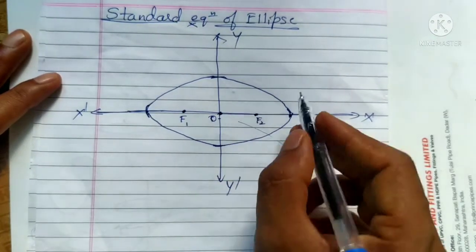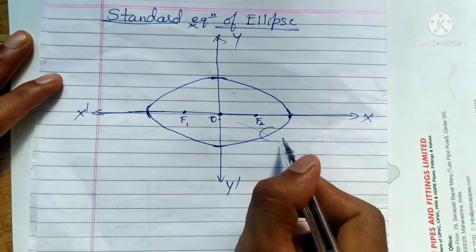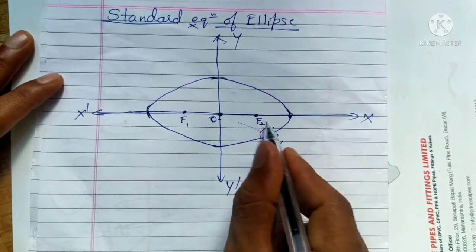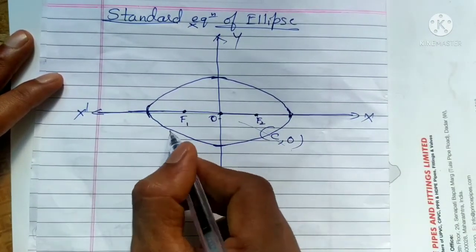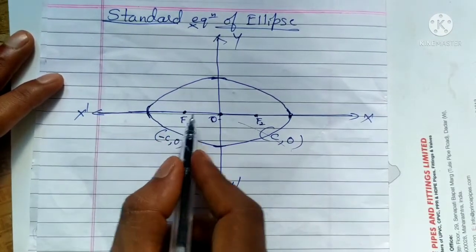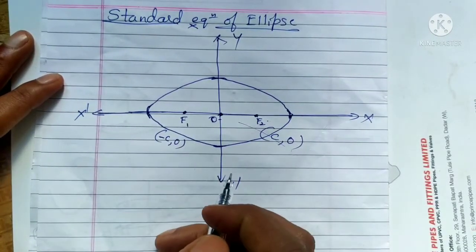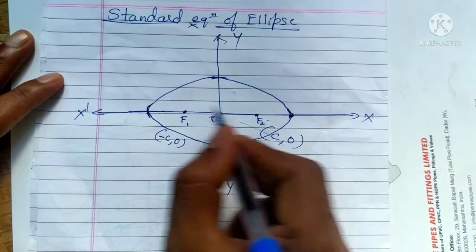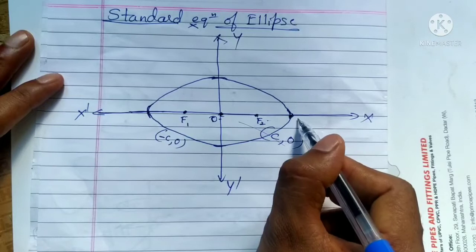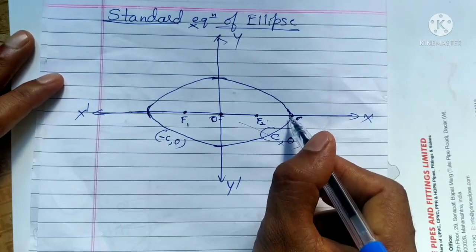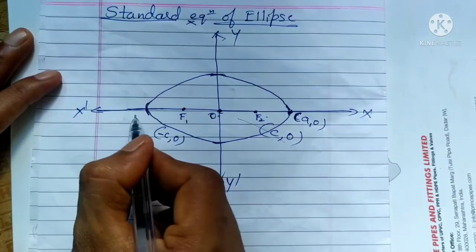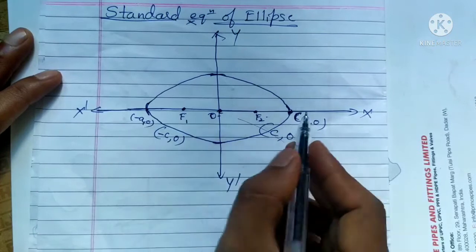So therefore I can write the coordinates of this focus. It is on the x-axis, so the distance is c and the y coordinate is 0. Similarly here, minus c comma 0 on the negative x-axis. Therefore the coordinates of the two foci are (c, 0) and (-c, 0). Now if I consider the total length of the major axis as 2a, then half of the length is a, so the coordinates of the vertices are definitely (a, 0) and (-a, 0). So these are the coordinates of the vertices.